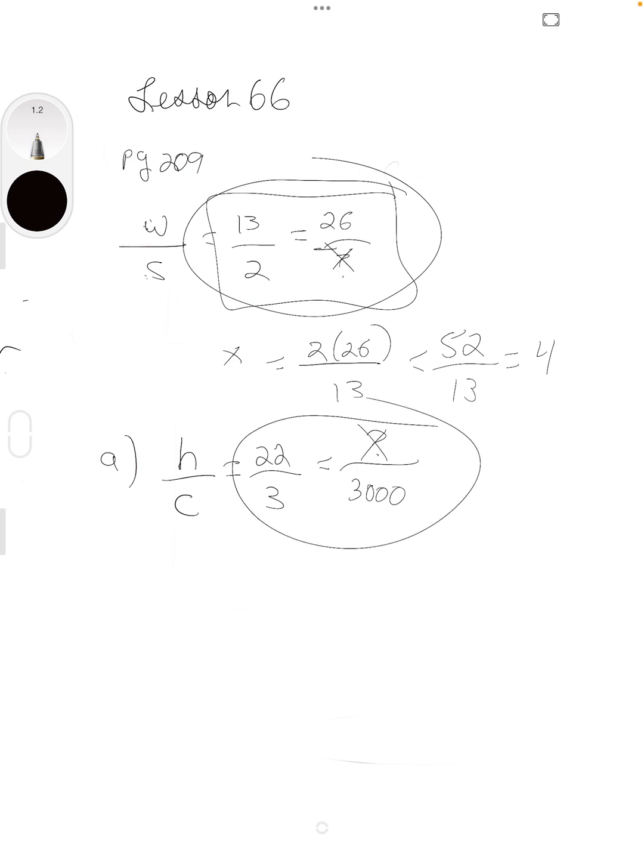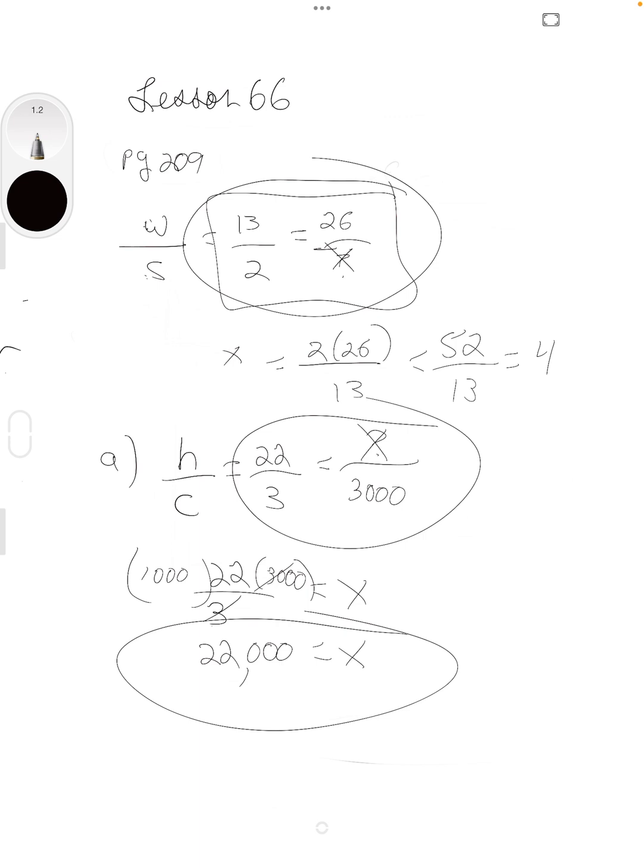That's my equation. So I'm going to just make this 22 over 3, and then I'm going to move the 3,000 up here, and that'll give me X. 3,000 over 3 is 1,000. So 1,000 times 22 is 22,000. That's how many Holsteins I've got.